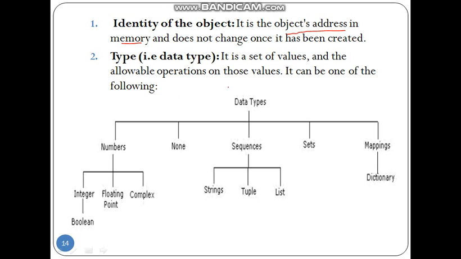Then type. Let's come to the data types available. We have numeric data types. Then None is there, sequence, set, mapping. These categories of data types are there. Under the number category, we have integers, floats, floating point numbers, and complex numbers. Under the integer, we have one more, that is Boolean. Let's see one by one.